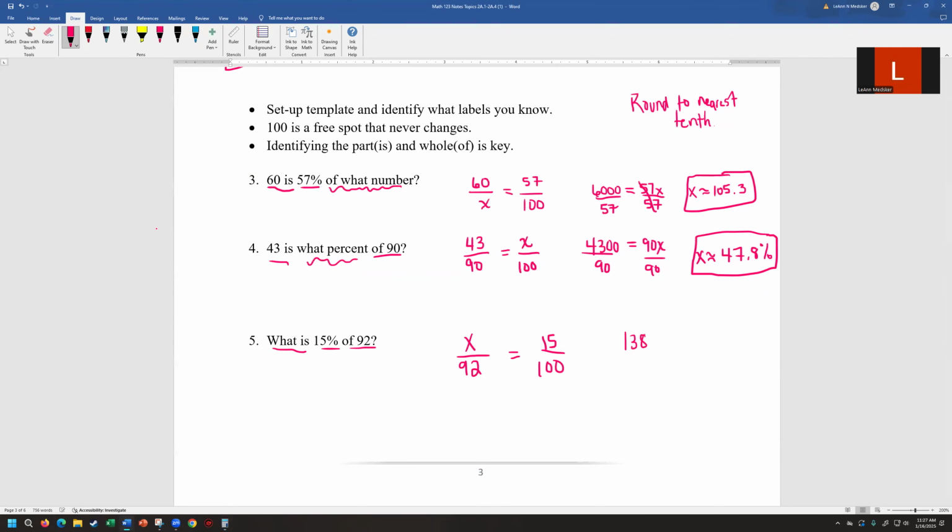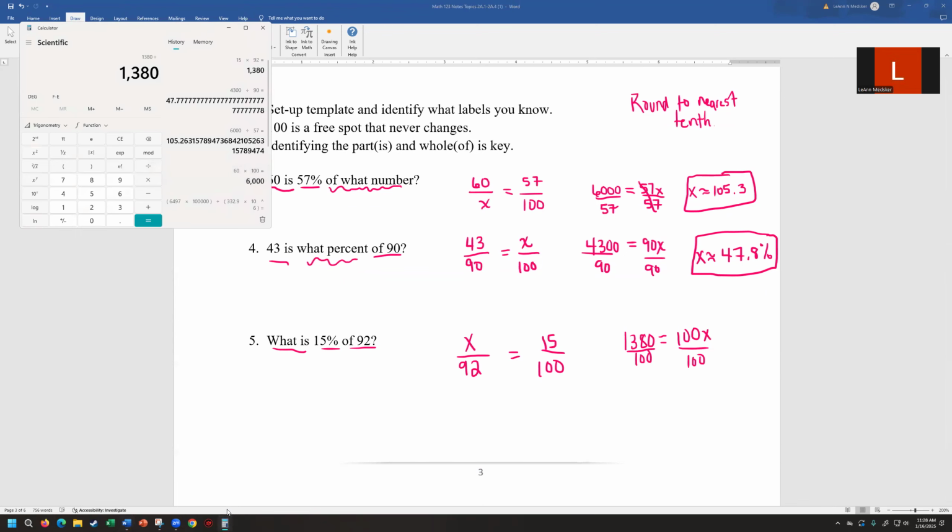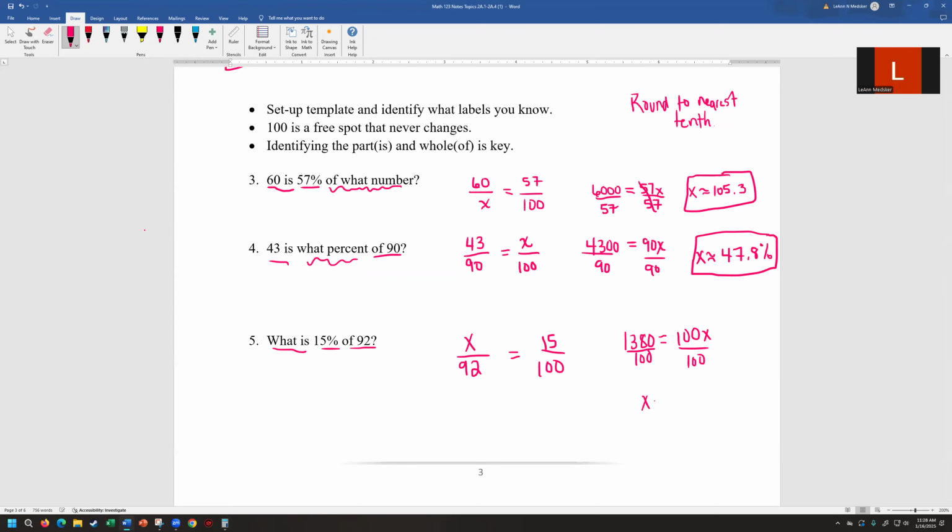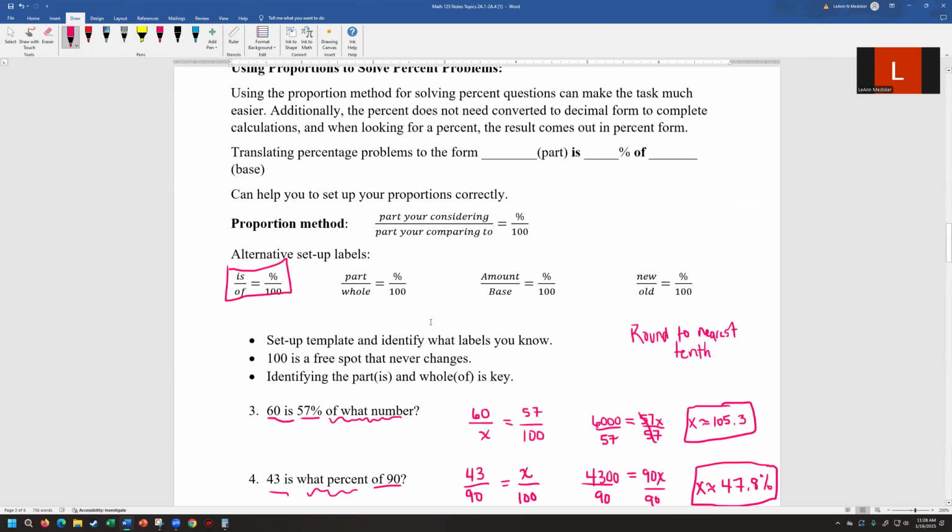So 1,380 equals 100x, divide by 100. Should just move our decimal 2 places to the left, and we get 13.8. So if you read this now, the number 13.8, and that's exact, it came out exactly, is 15% of the number 92. Okay. All right, so that's percent proportions.